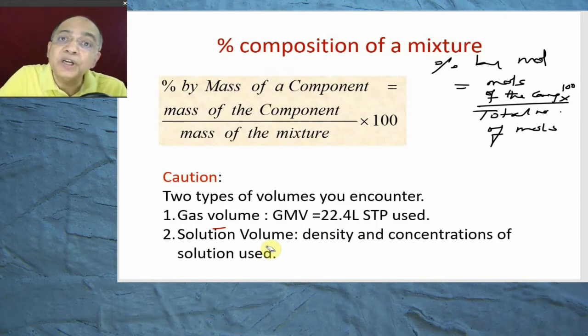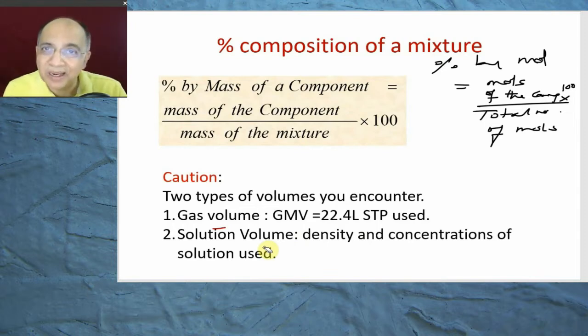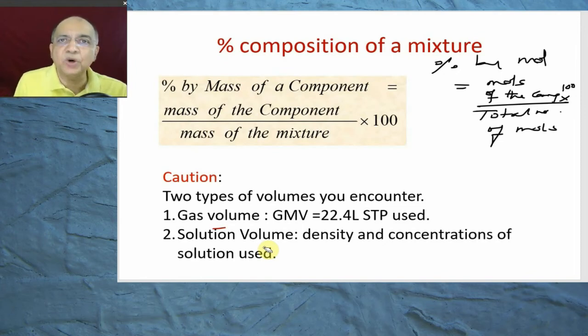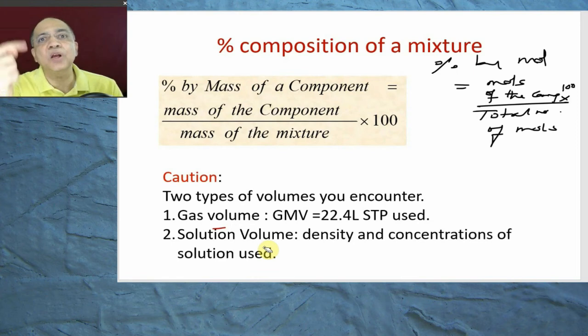Suppose, by a deliberate attempt, the examiner gives you 22.4 ml of a sulfuric acid solution. Since 22.4 is given, you will be confused into using the data 22.4 liters, 1 mole. It's not that. A gas at NTP, 22.4 liters is 1 mole. But not liquids, not solids.